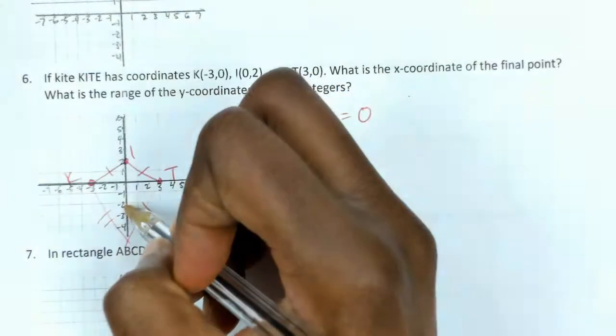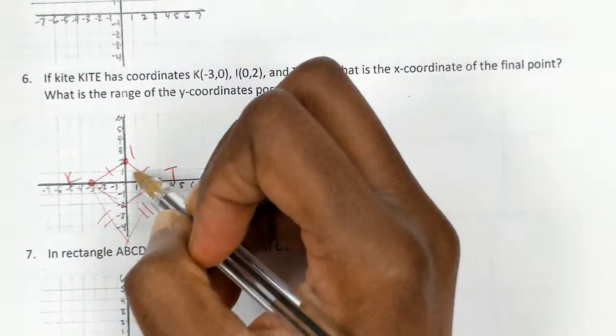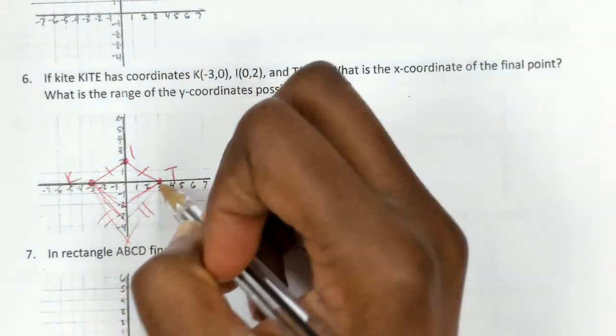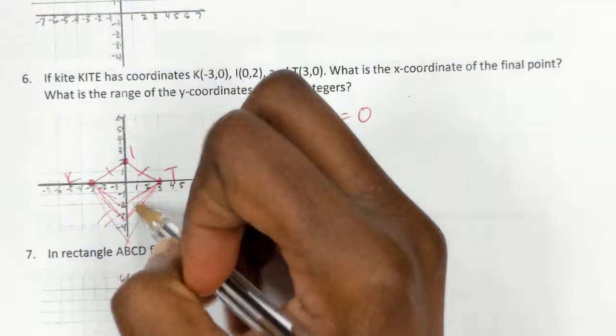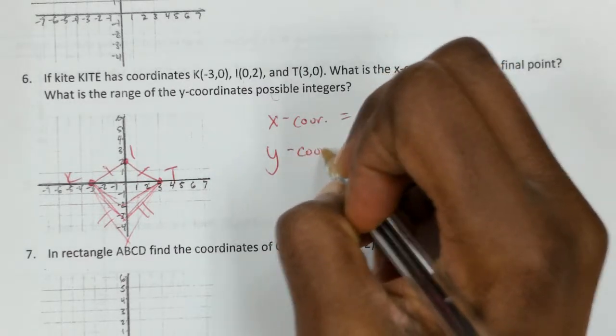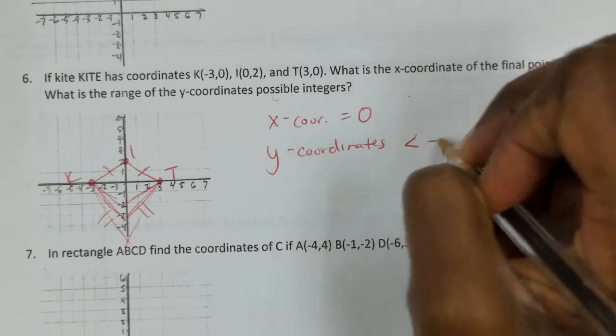So if I put it at -2, it's a parallelogram. So these sides are parallel and these sides. So I don't want to put it at -2. But if I put it at -3, now these sides are longer than these two sides. So now it's a kite. So anything less than -3, we're good.